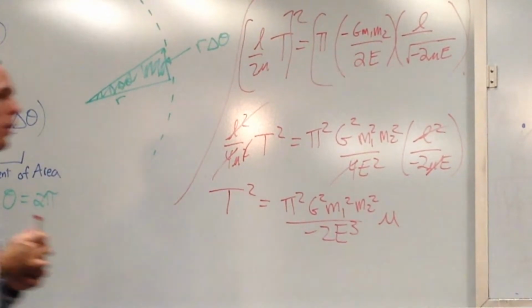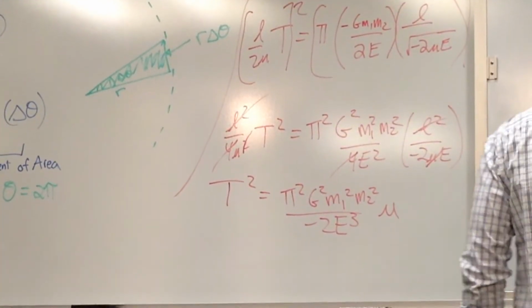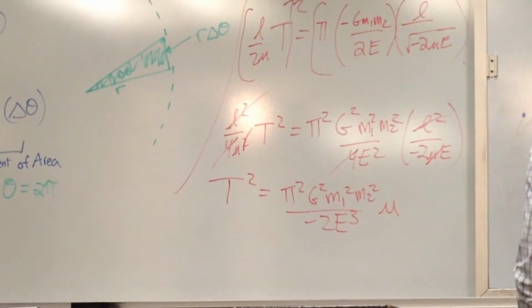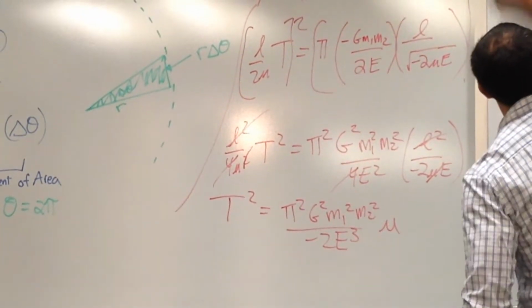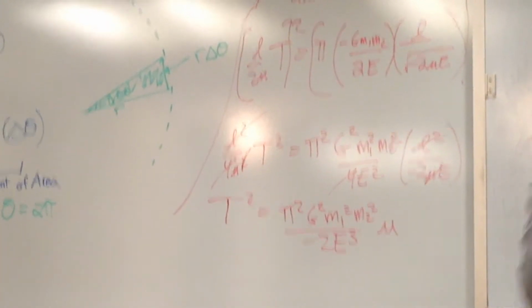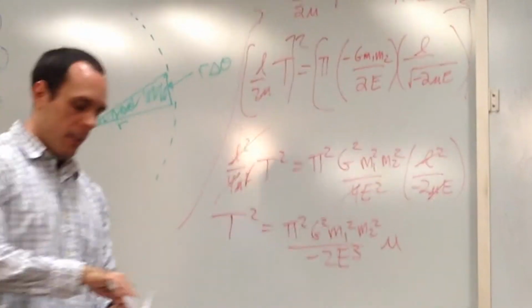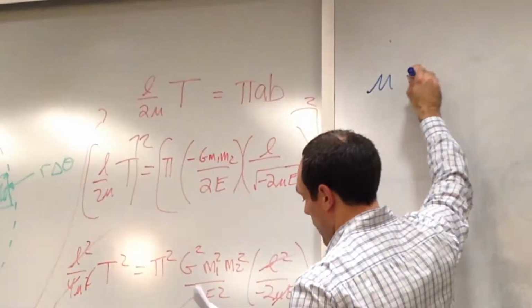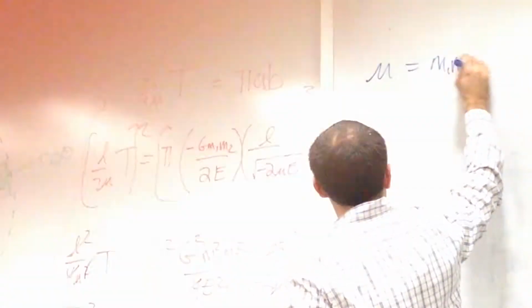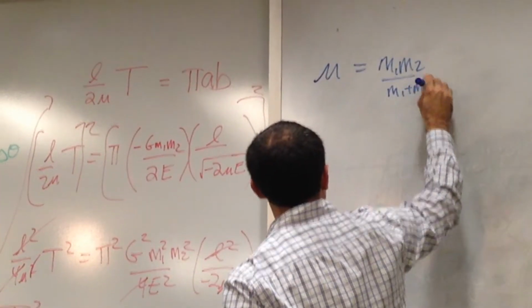And now what I want to do is make some definitions here. This is the tedious part of physics, which usually happens. And let me remind you that mu is equal to m1 m2 over m1 plus m2.